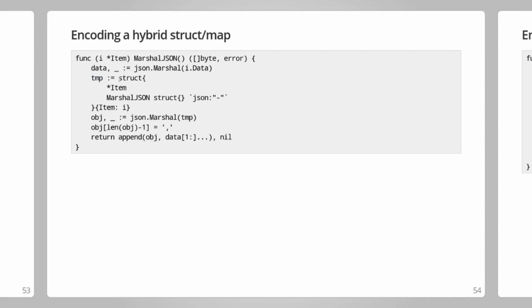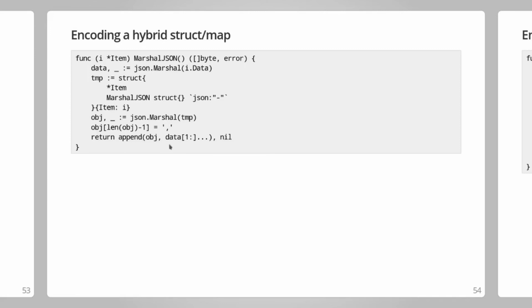Then again, I use an anonymous struct type for the marshaling. I embed item inside of it, and same as before, I create this empty struct field called MarshalJSON to avoid the infinite loop. In addition, I added this JSON tag. If I don't do this, then the output will contain something called MarshalJSON with no fields, which I don't want. Then I marshal this temp value into raw data called obj. So at this point, both data and obj should be completely valid JSON objects, each with a subset of the data we're concerned with. Data contains the arbitrary data values, and obj contains the ID and type fields.